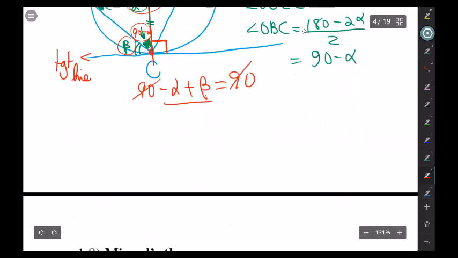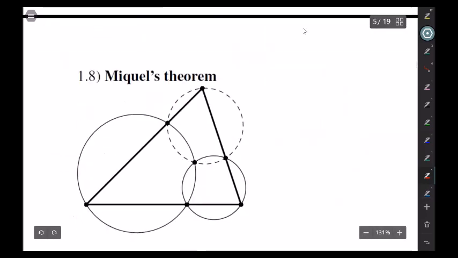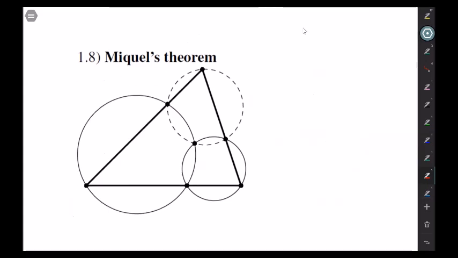Let's go to the next question. Miquel's theorem. I think it's a little bit early to have that, but let's just do it anyway. So we have this triangle ABC. What is the claim here? What is the statement that we want to prove? Well, it's not me, Akopian is doing it. Check his book.